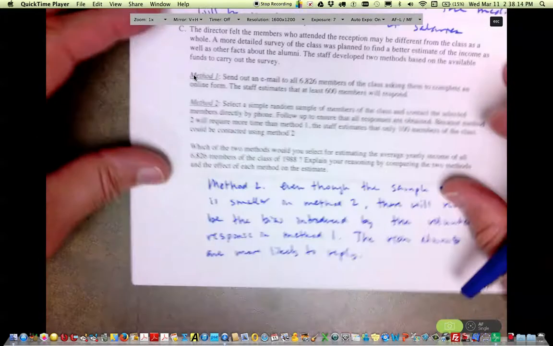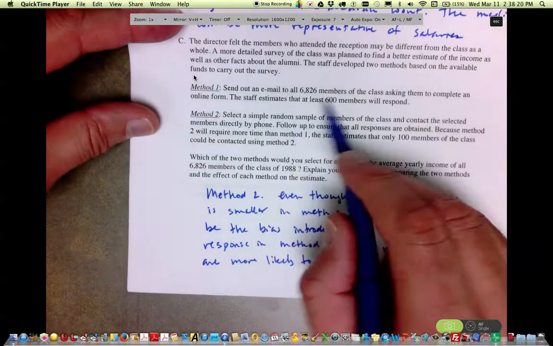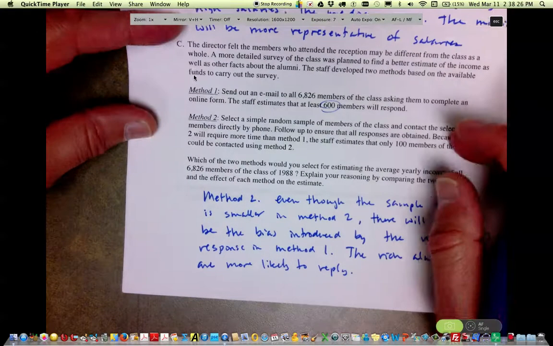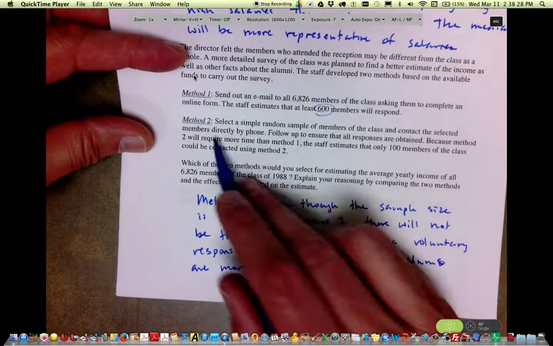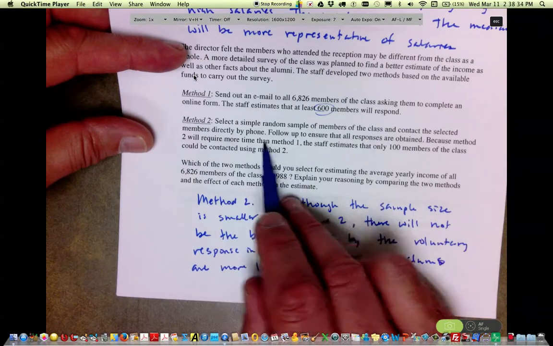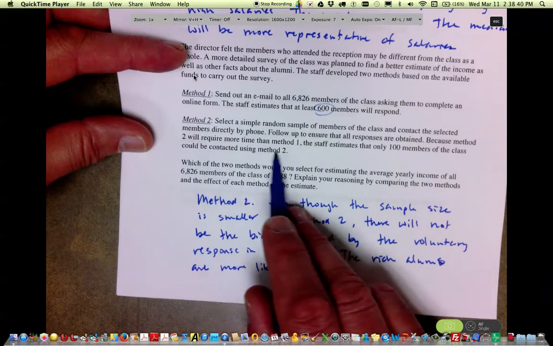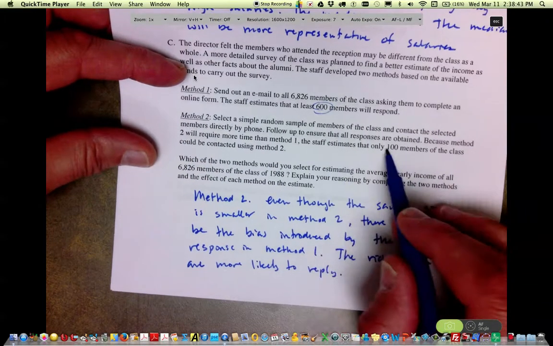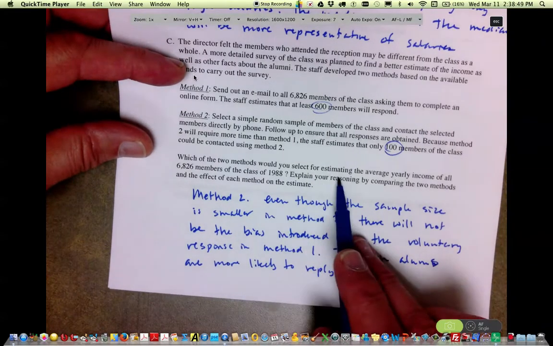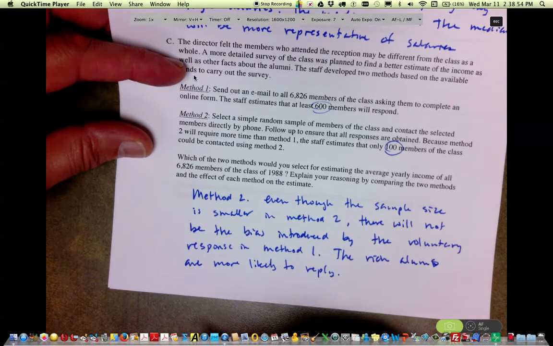All right, and then if you look at Part C on this one, they've got two techniques that they want to use to collect information from these people. The first method is they're going to send out an email to 6,826 members of the class, and they're expecting that they're going to get about 600 back. Then method two, they're going to select a simple random sample. They're going to call these people by phone, and then they're going to follow up. Because method two will require more time than method one, the staff estimates that they can get a hold of 100 members of the class. So which of the two methods would you select for estimating the average yearly income of all 6,826 members?